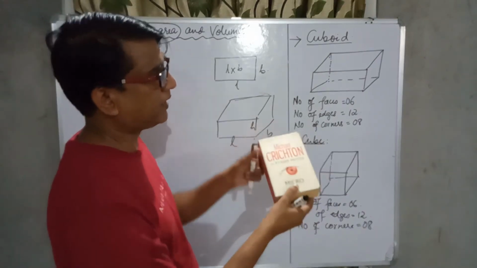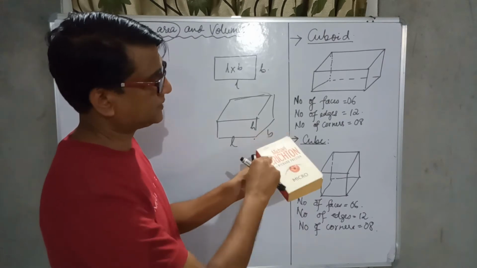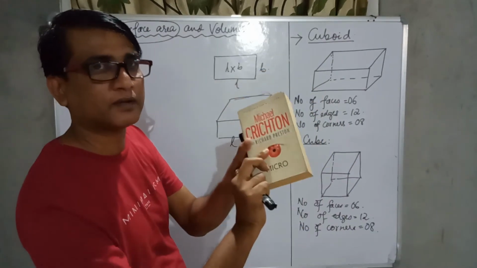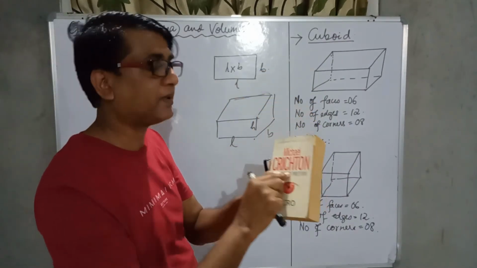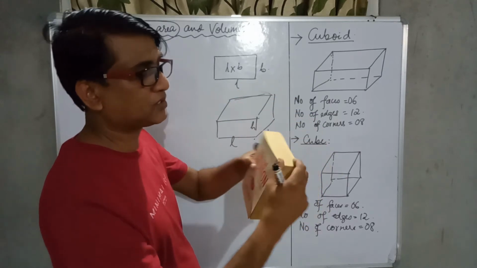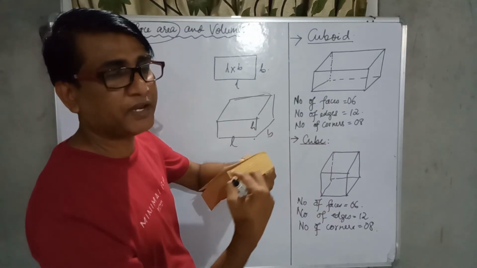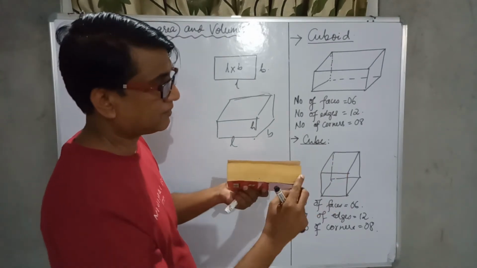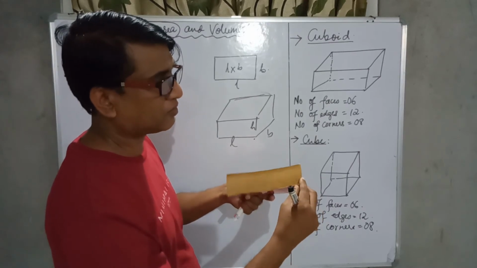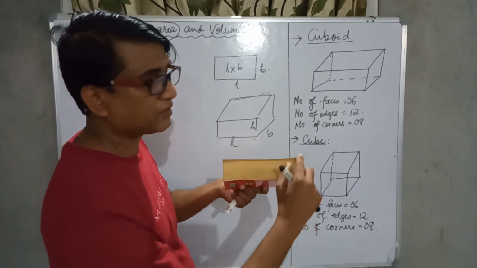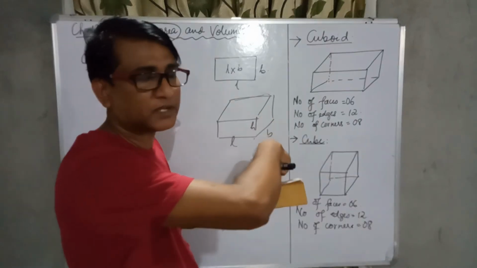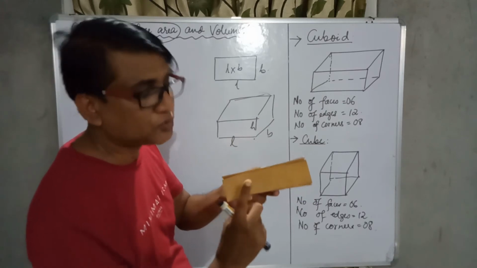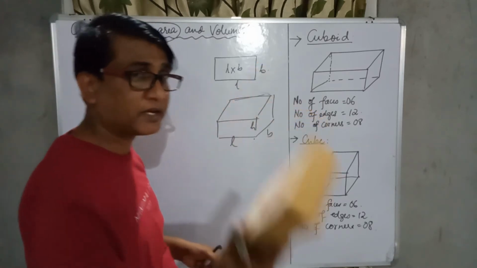Okay, so what is the area of this? This is L, this is B, LB. This is also LB. How many LB? 2 LB. This is B, this is H. What is the area of this rectangle? B into H. How many BH? 2 BH. Okay, and this is L, this is H. So what is the area of this rectangle? L into H. Same type, another was there on the opposite side. So how many HL or LH? 2 LH. So what will be the total surface area of the cuboid?